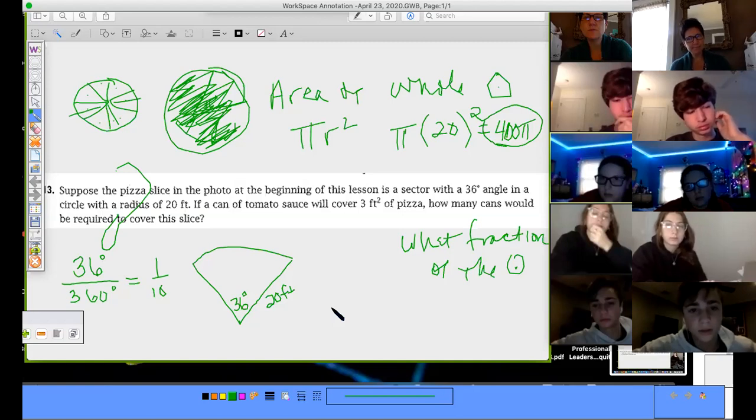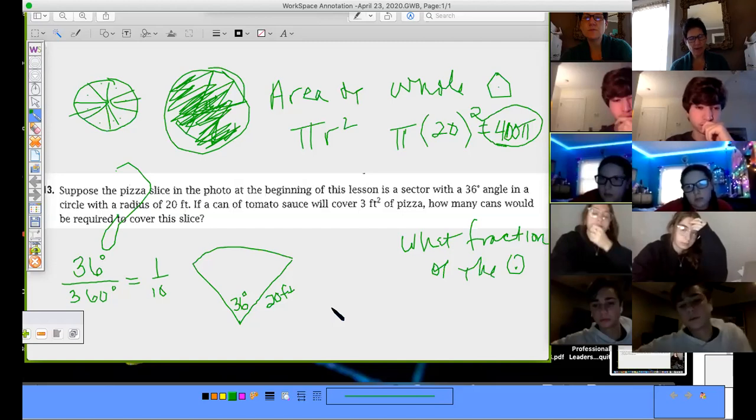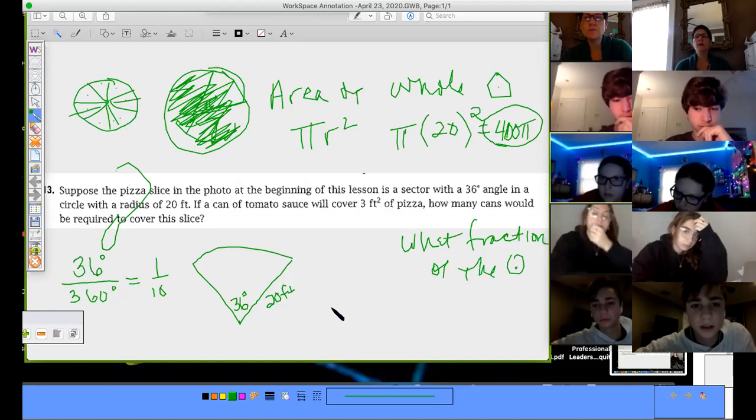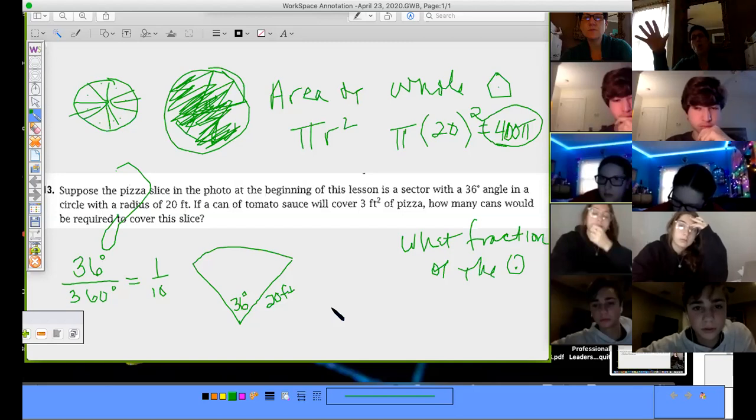We found the area of the entire pizza. And the area of the entire pizza was how much, sweetheart? Around 1,200. So it's like 400 pi, right? So that takes care of the whole pizza.